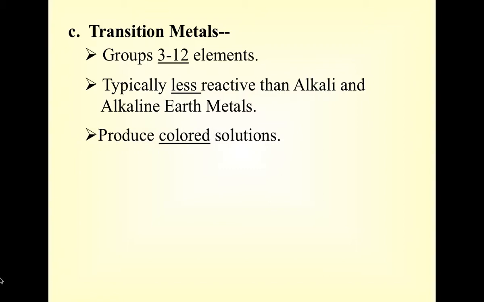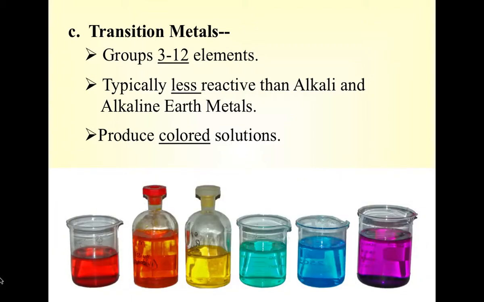Transition metals are known for producing colored solutions. In fact, we have several colors that are named or associated with these metals, for instance cobalt blue and even copper. When we say copper, we not only think of the metal, but we think of the color. This is a series of different solutions that were formed using vanadium.